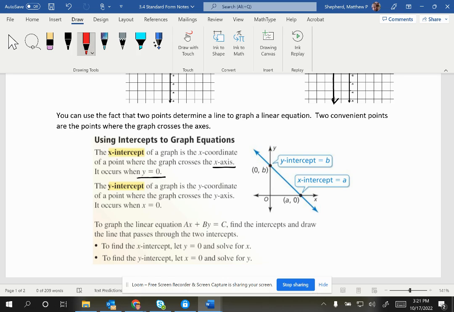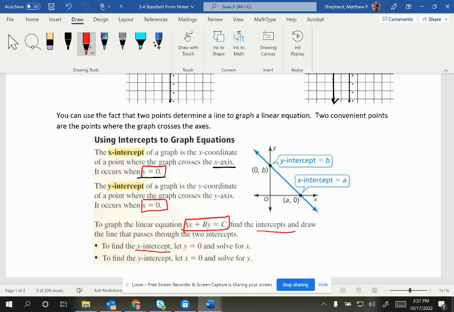Okay, so to graph a linear equation that is in the standard form, what we're going to do is find the intercepts. And notice they gave us a big hint. Just to find the x, change the y to 0. To find the y, change the x to 0. Okay, and then draw a line that passes through the two intercepts.